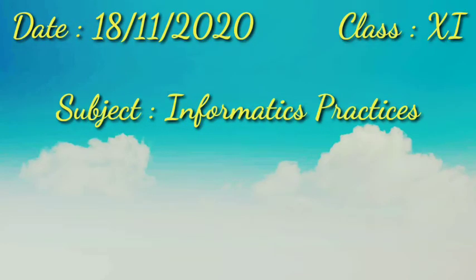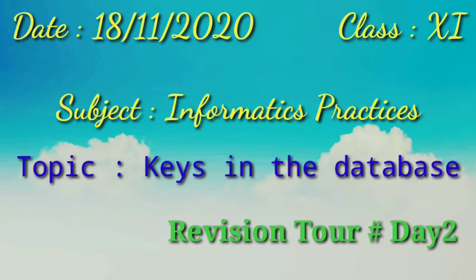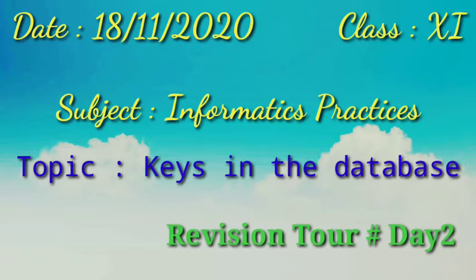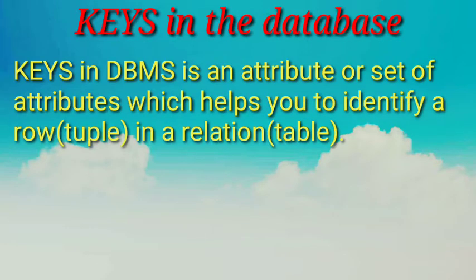So today in this session, revision to day 2, we are going to discuss the different types of keys which are used in the database. So let us first understand what keys are in the database. Keys in DBMS are actually an attribute or a set of attributes which helps you to identify a row in a relation. Meaning that in a table, if you are able to identify a row by its column, by its attribute, then it is called a key.